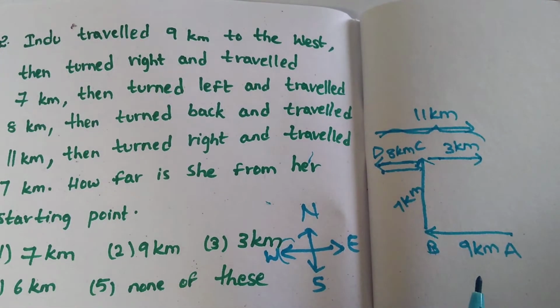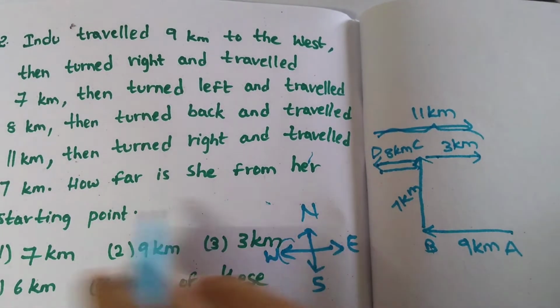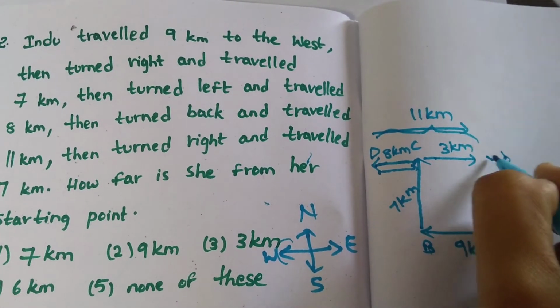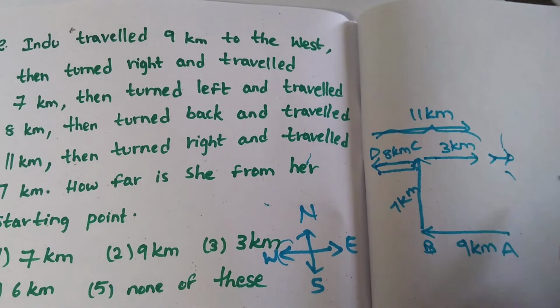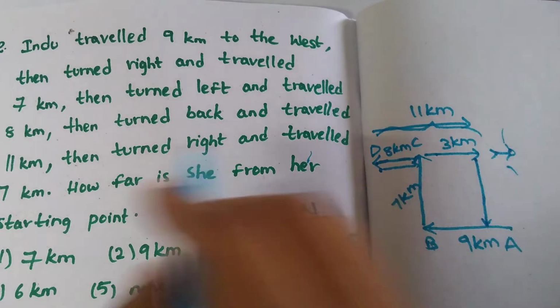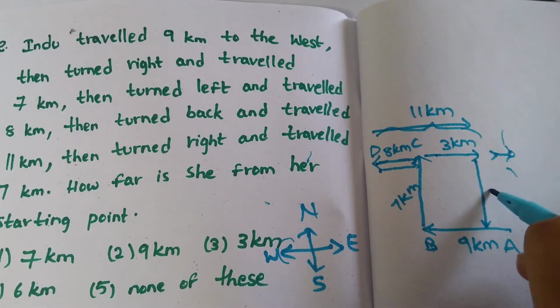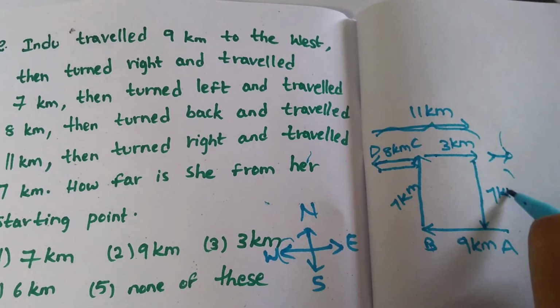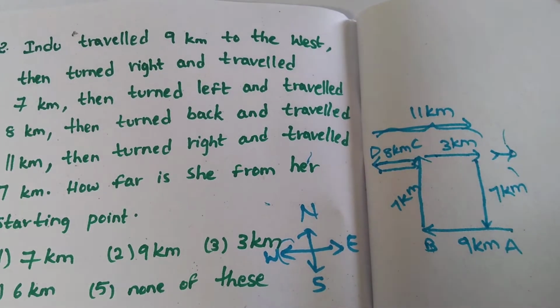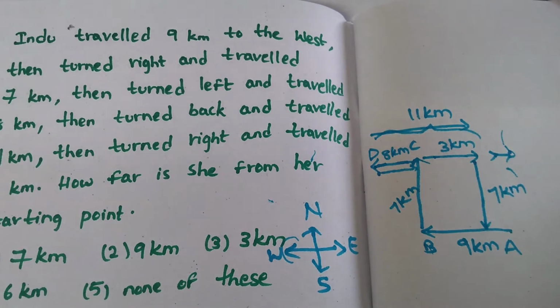Then turned right and traveled 7 kilometers. This is the left and this is the right. So this is the left direction and travel 7 kilometers. How far is she from her starting point?